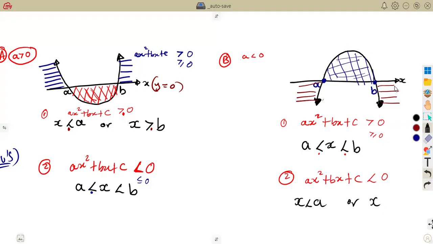Or x is what? This side of B, comparing this pose. We saw that in terms of B, this side is, we are going that x will be greater than what? Will be greater than B. So these will be your solutions now.